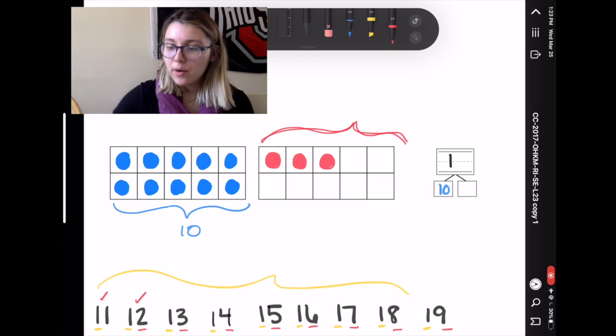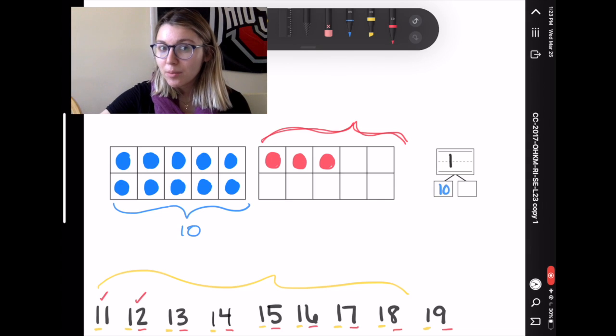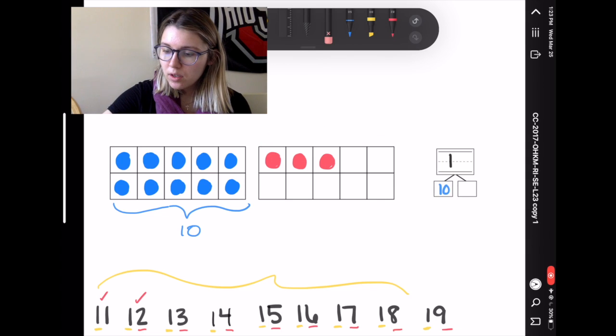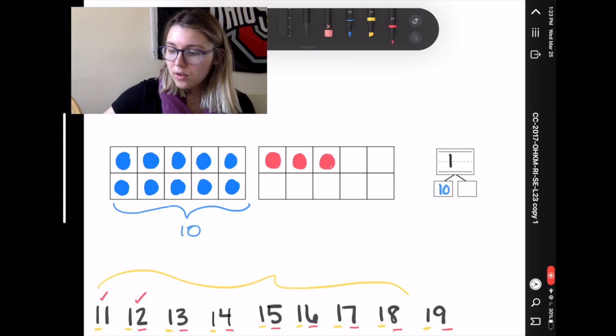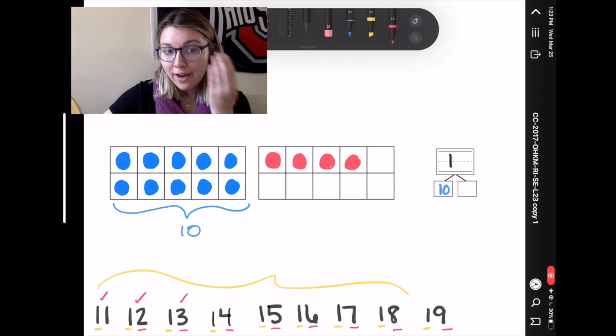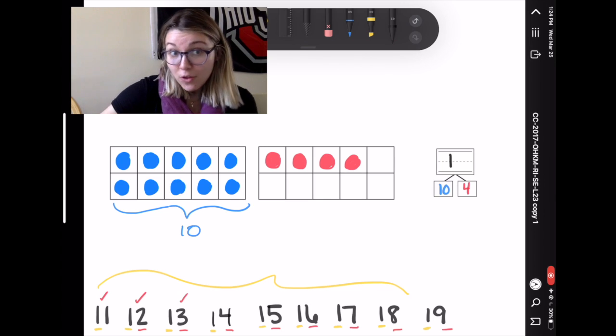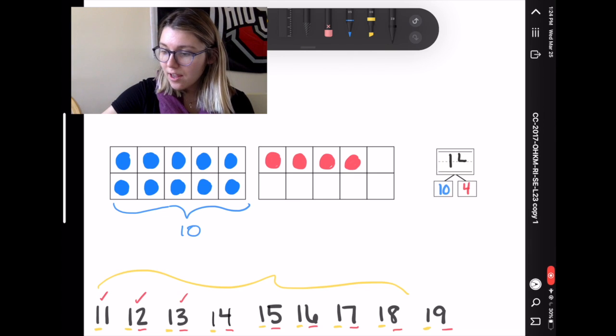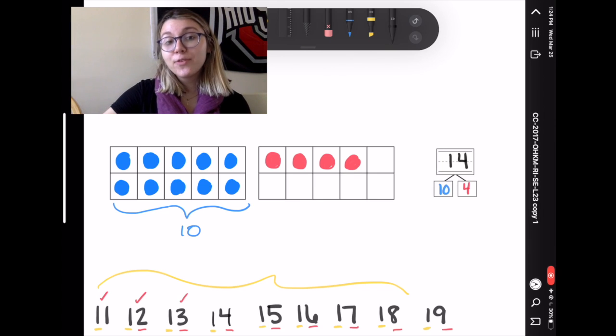All right, let's keep going. Let's go all the way up to 19 with our number bonds and dots. All right, so I want to go to 14. 13's done, and now I want to go to 14. So I'm going to draw an extra dot. So I have 10 blue dots, and how many extra red dots do I have? 4. And then I can write my total at the top as I already have the 1 there, so I don't need to write it again. 4. So 14 is made up of 10 and 4 extra.